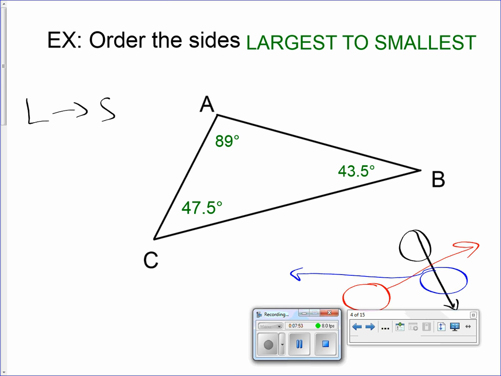All right, have yourself another go at this. We have 89, 47.5, and 43.5, and we want to order this largest to smallest. Now, go ahead and do that and write it in both forms, list form and using the inequality symbol. Put me on pause and come back and check your work.